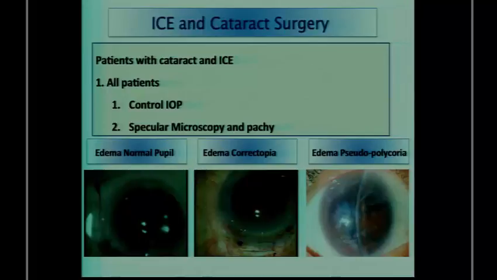So all patients need control of their intraocular pressure before they undergo transplant surgery. They must have assessment of their endothelium with specular microscopy and pachymetry. And there are three clinical entities. One is edema with a normal pupil, as you can see over here. One is edema with corectopia, and one is edema with pseudopolycoria. And these all have to be dealt with slightly differently when you're performing the surgery.